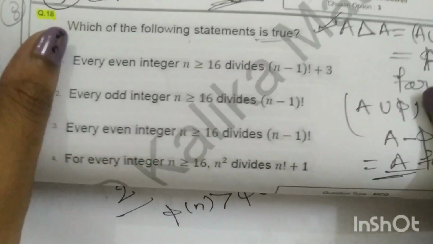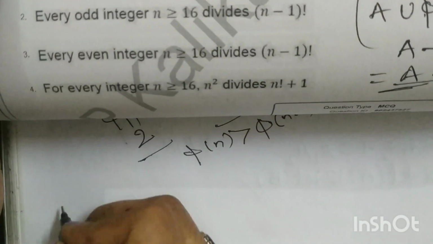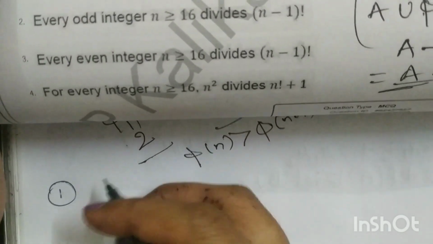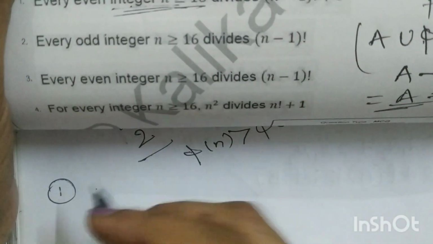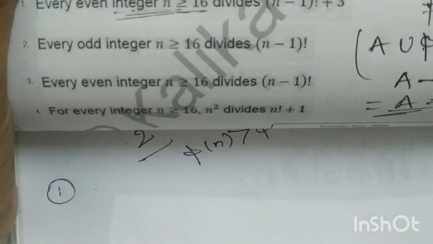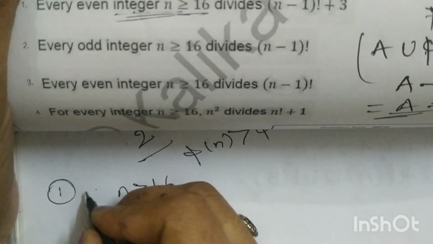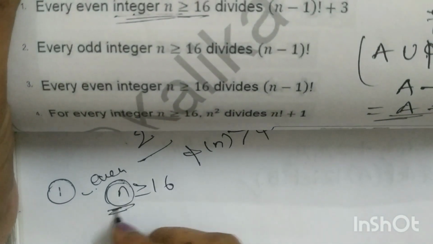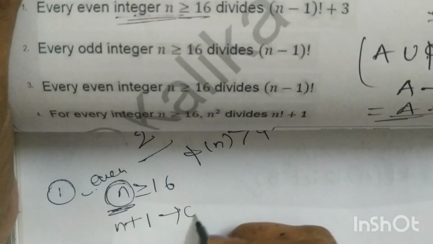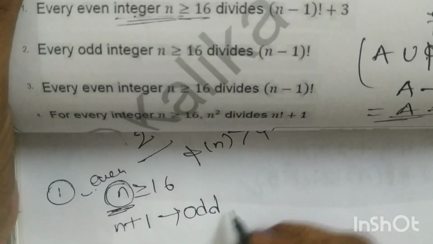Let me see what is given here. Option A. So what is the first option? For every even integer n, where n is greater than or equal to 6. Okay, n is even. In general, if n is even then n plus 1 will be odd, right?